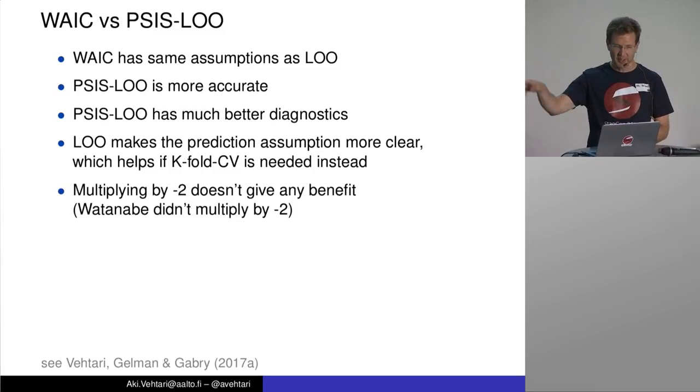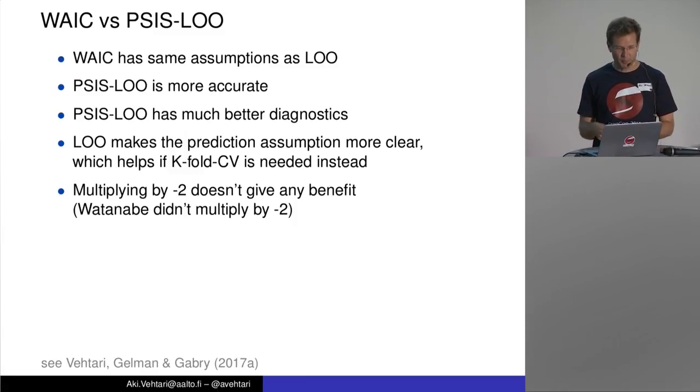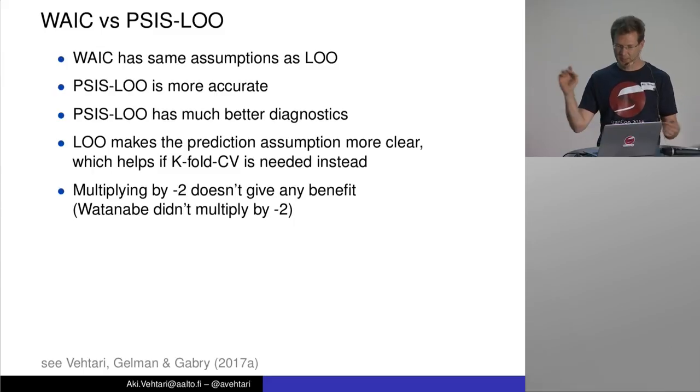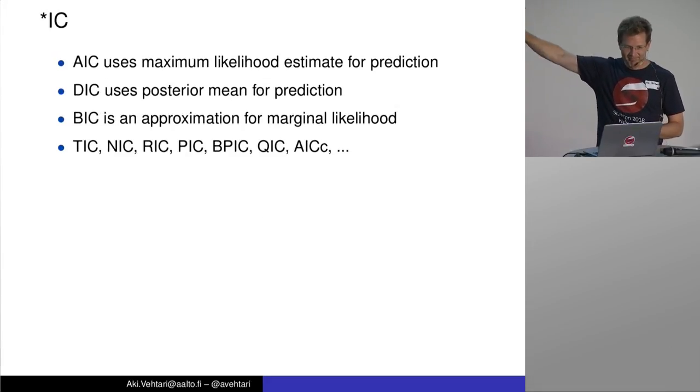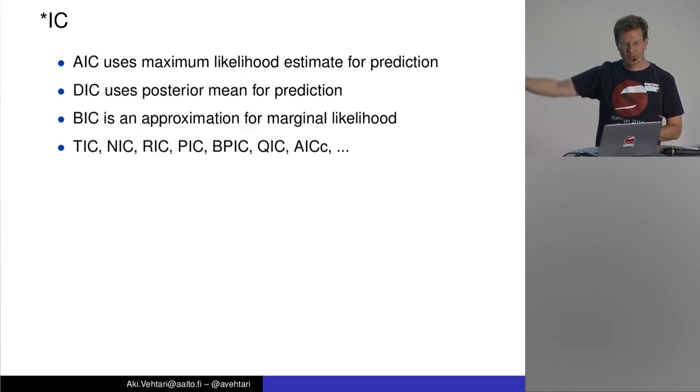And multiplying by two doesn't give any benefit. WAIC was proposed by Watanabe, and he didn't multiply by minus two, but some people still want to. I'll skip this, but these other criteria are doing something else than WAIC and LOO.